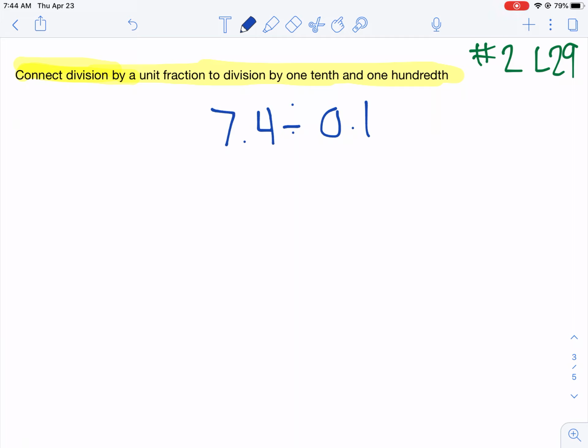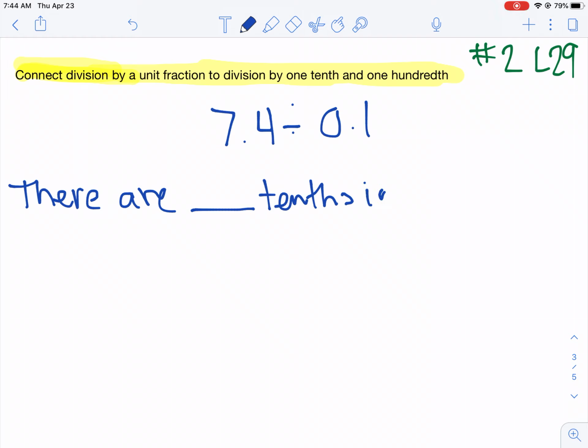Well, we already know part of this problem, right? How many tenths in 7 wholes? Think about problem number 1. How many tenths in 7 wholes? Good. 70. Okay, there's 70 tenths in 7 wholes.